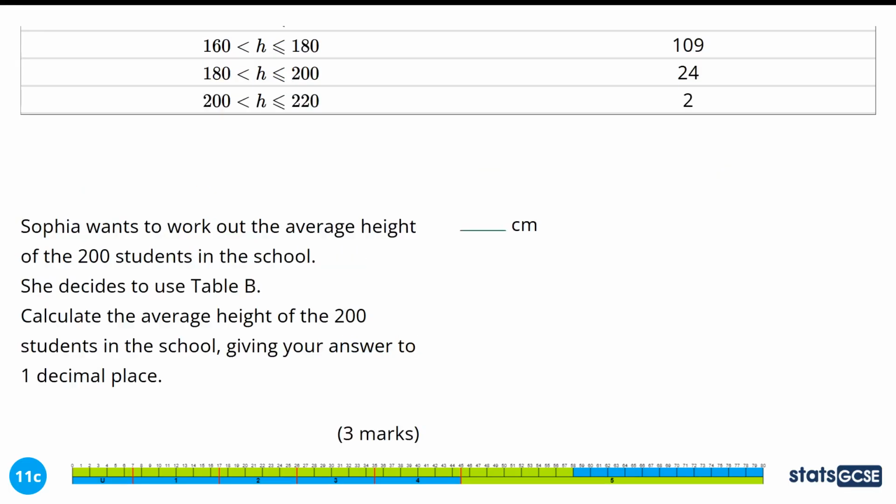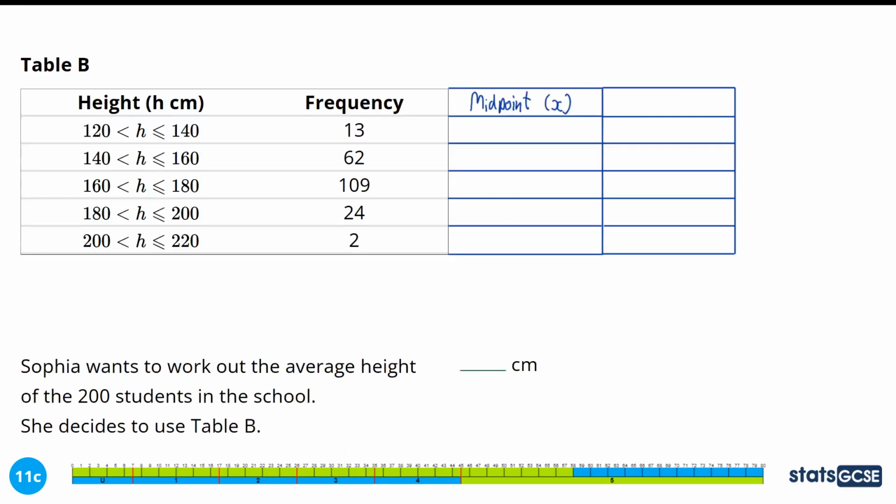Sophia wants to work out the average height of the 200 students in the school. She decides to use Table B. Calculate the average height of the 200 students in the school, giving your answer to 1 decimal place. To find the mean, we need to add up all the numbers and divide by the amount of numbers. But the problem is we don't know what the actual raw data was.